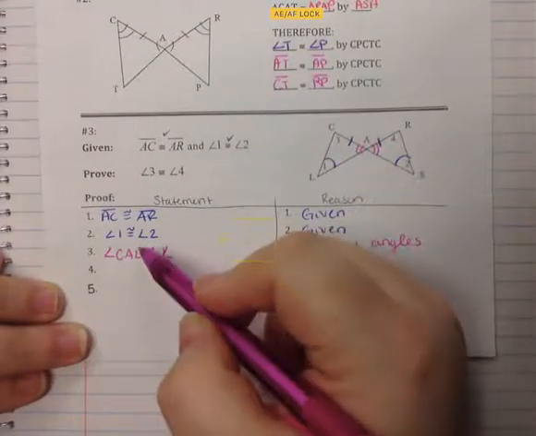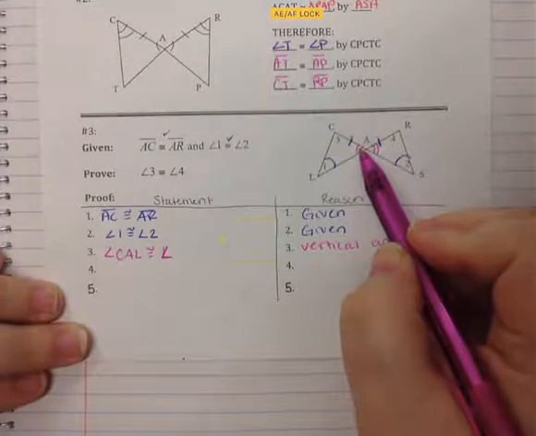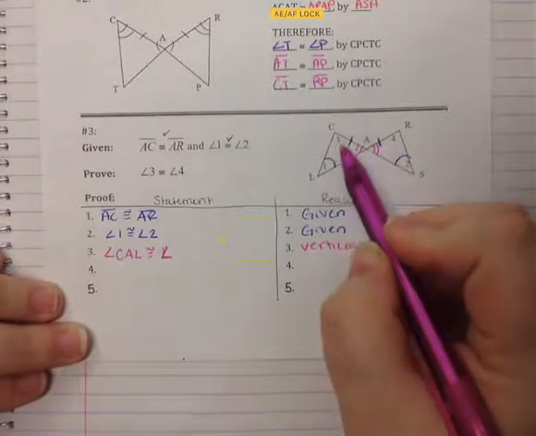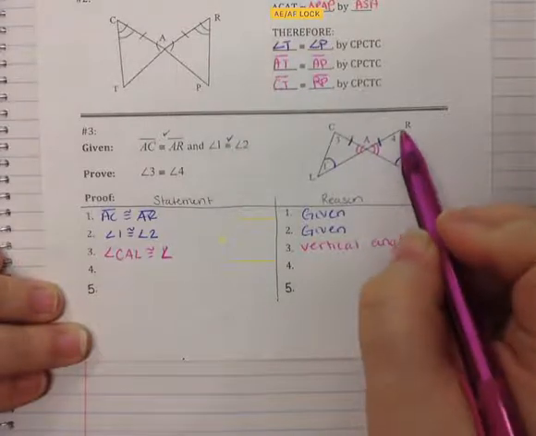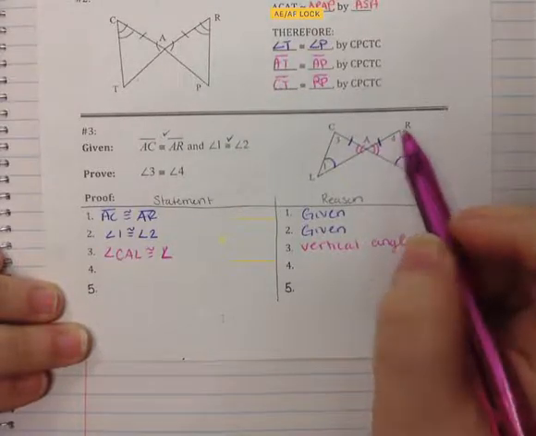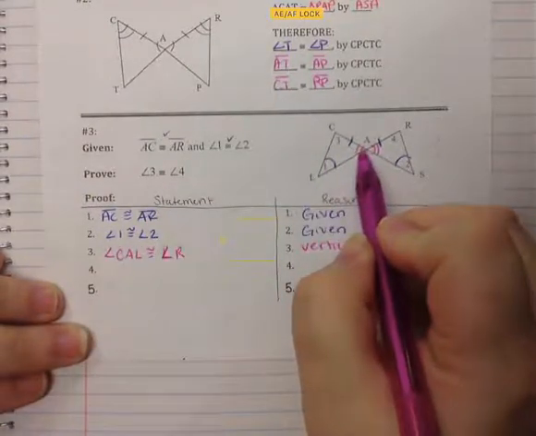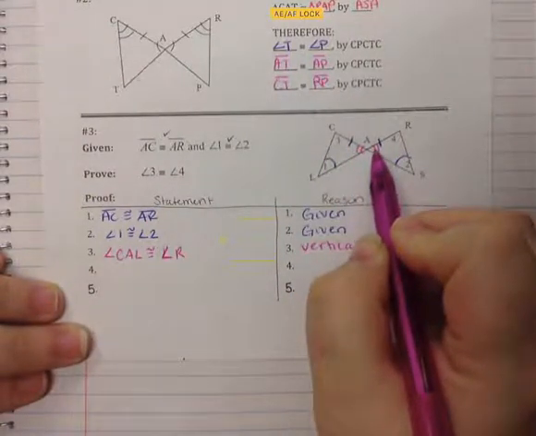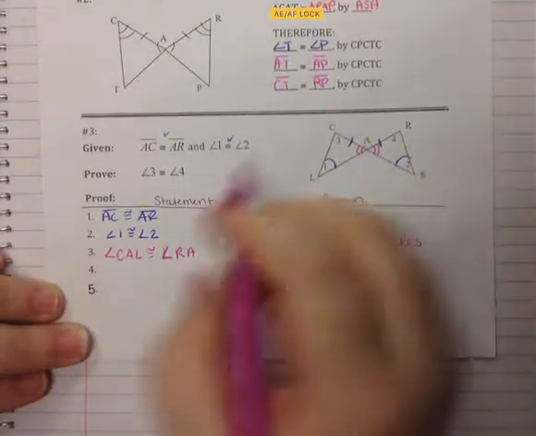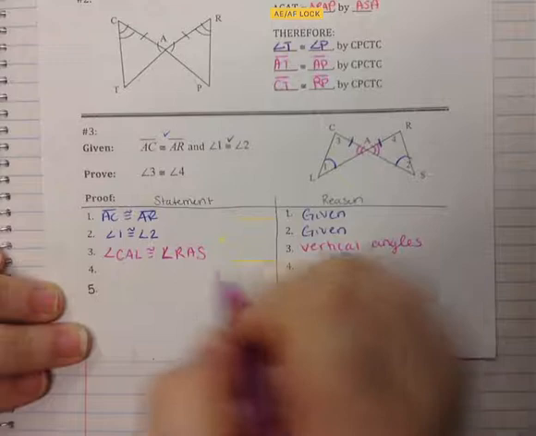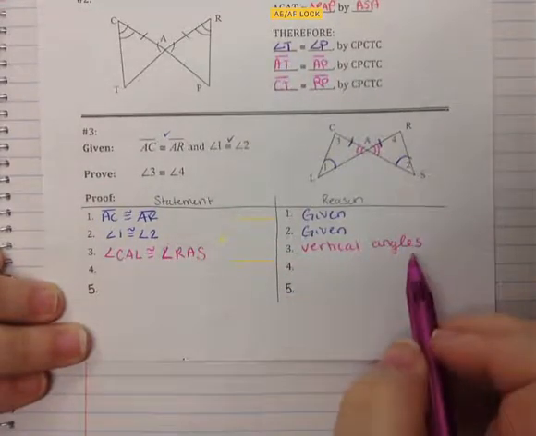So since I use CAL, I have to start with what corresponds to C. C has no arcs on it. So on this triangle, the R has no arcs on it. So I would have to start with angle R. Then I wanted to go to A, which has the two pink arcs. So I'm going to go to the A, which also has two pink arcs. So RA. And then the last angle is S. The last letter was S. So angle CAL is congruent to angle RAS by vertical angles.